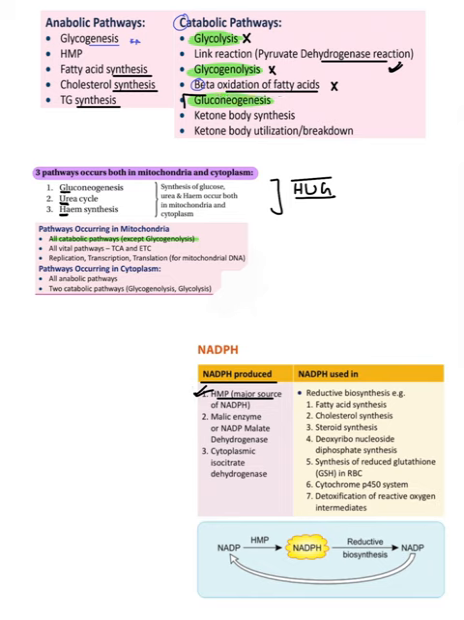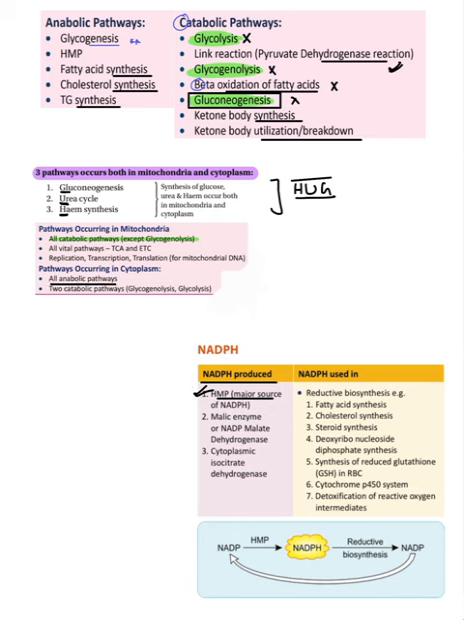Don't confuse gluconeogenesis. The name looks like formation of new glucose, I know, but what happens, guys, is that this pathway is going in the reverse direction. Again, this is a catabolic pathway. Ketone body formation or utilization are both catabolic, guys, okay.